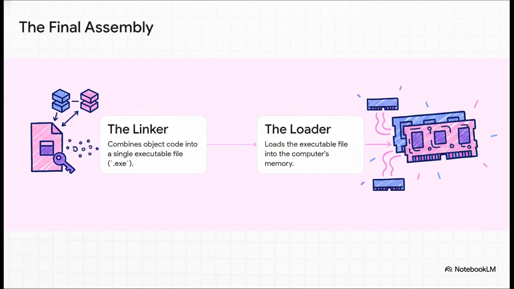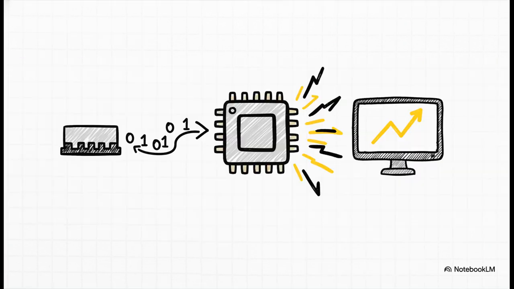Then, once that neat little package is ready, the loader, our final hero, takes that file and loads it into the computer's memory, into RAM. And once that program is sitting in memory, that's it. It's showtime. The CPU takes over, starts grabbing those binary instructions one by one, and just goes. Your code is no longer text on a screen. It's alive. It's a running program.